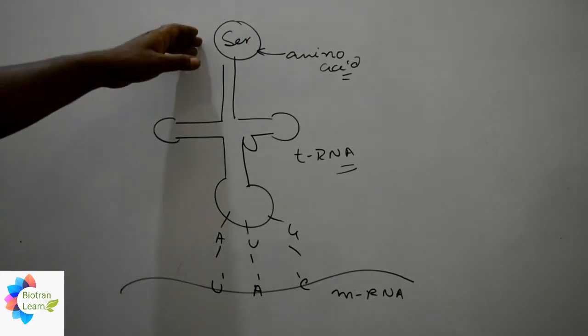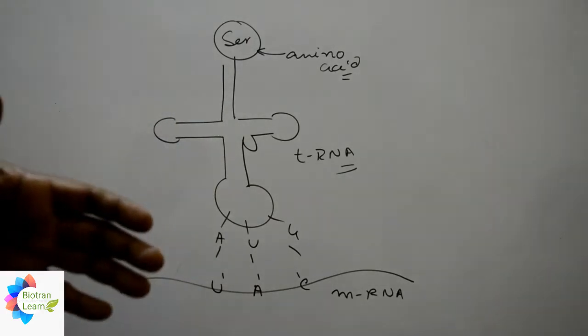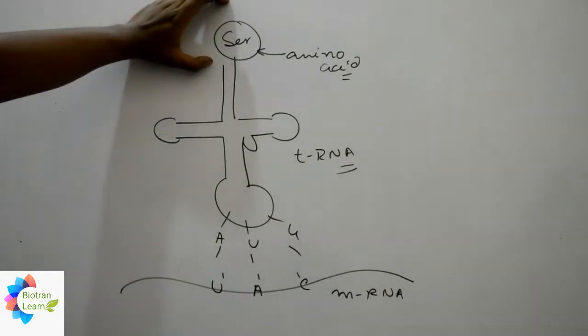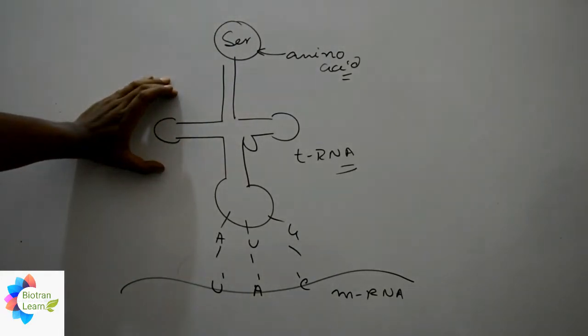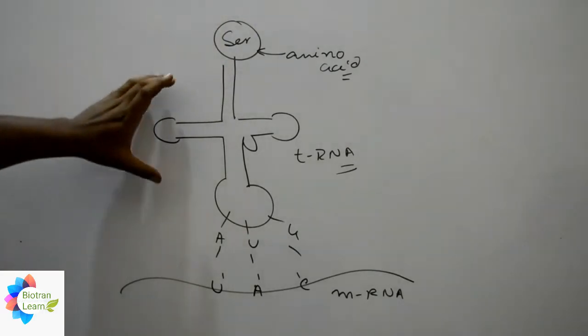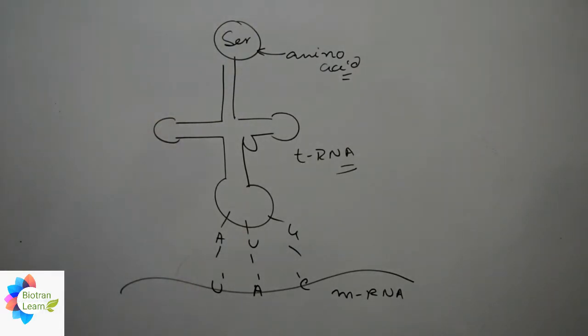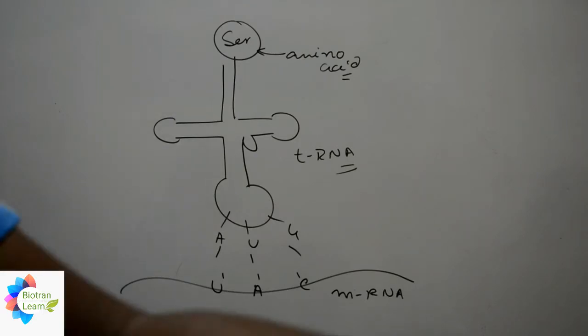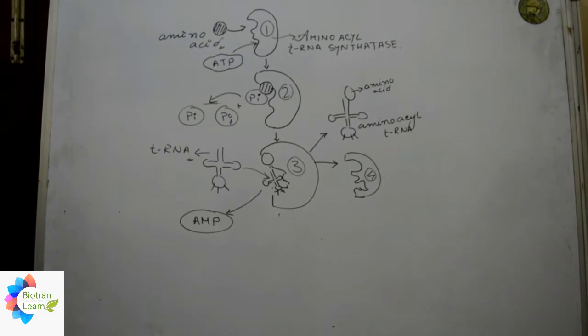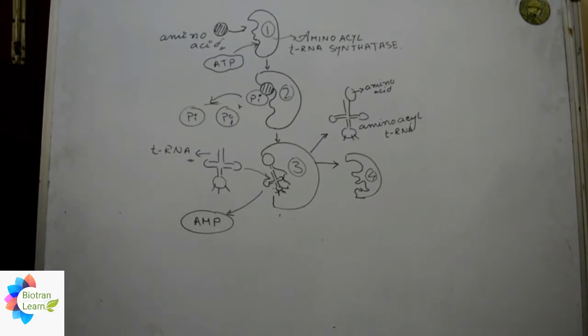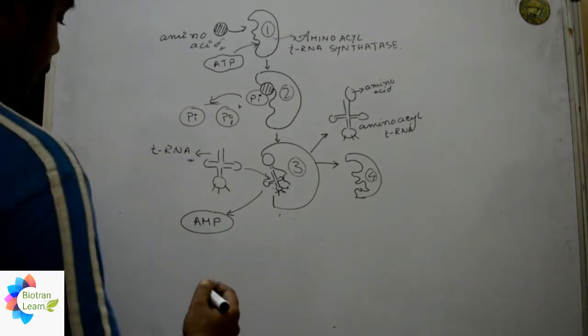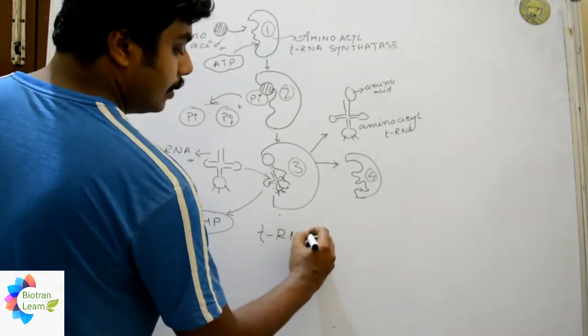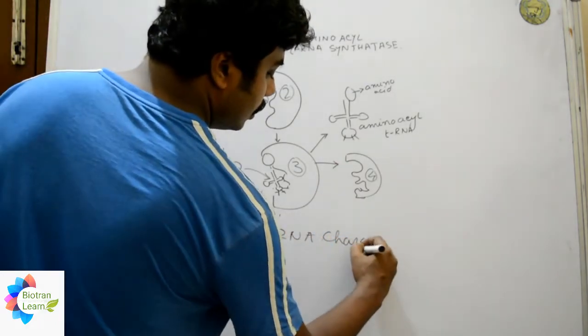So a question arises: how are these amino acids attached to this kind of tRNA? That process brings us to the next topic, that is the tRNA or transfer RNA charging. So let's see how that tRNA gets charged. We are studying about the tRNA charging, right? So this is tRNA charging.